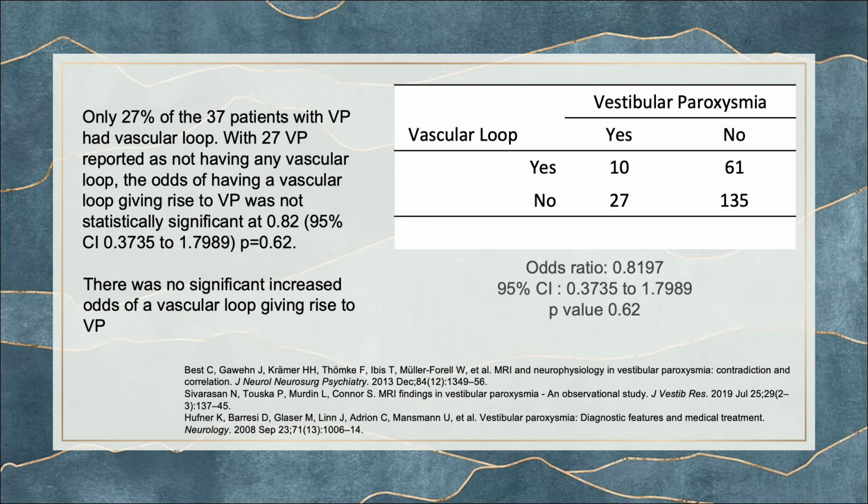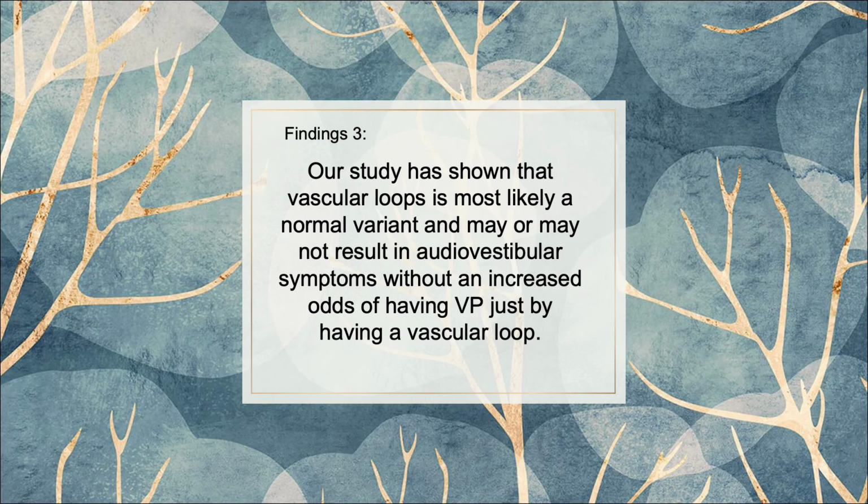Only 27% of the 37 patients with vestibular paroxysmia had vascular loop, with 27 vestibular paroxysmia patients reported not having any vascular loop. The odds of having a vascular loop giving rise to a vestibular paroxysmia was not statistically significant at 0.82. While there is evidence that the vascular compression of the vestibulocochlear nerve is the most probable cause of the vestibular paroxysmia, our study has shown that vascular loop is most likely a normal variant and may or may not result in audiovestibular symptoms, without an increased odds of having vestibular paroxysmia just by having a vascular loop.